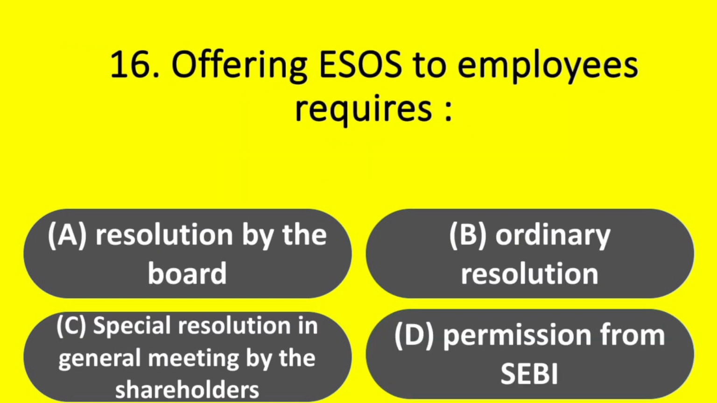Offering ESOS to employees requires: option A, resolution by the board; option B, ordinary resolution; option C, special resolution in general meeting by the shareholders; option D, permission from SEBI. Answer: option C, special resolution in the general meeting by the shareholders.